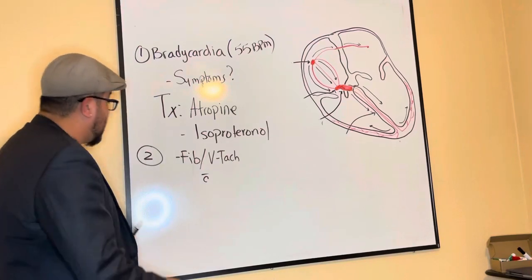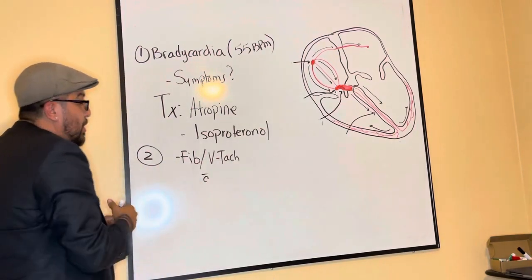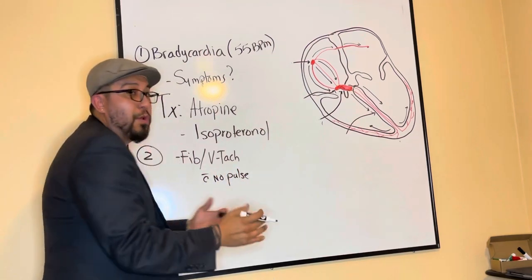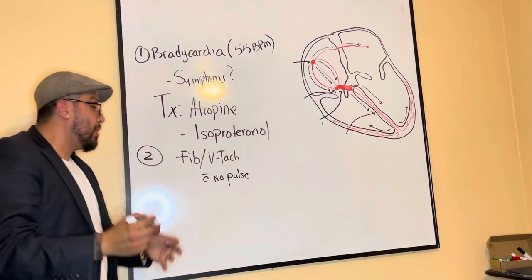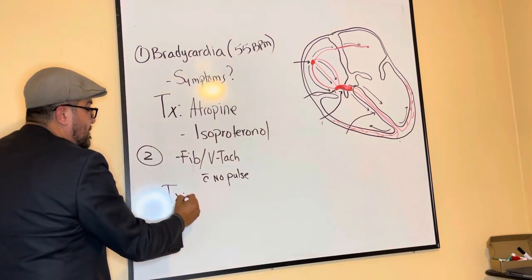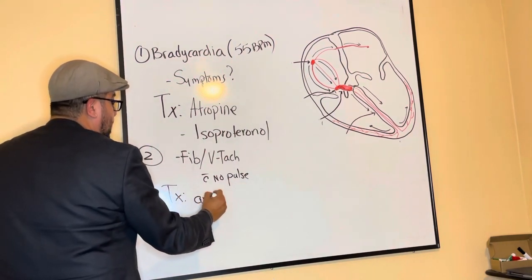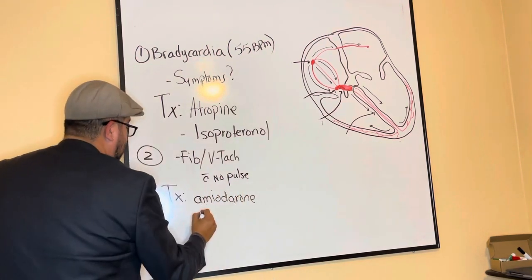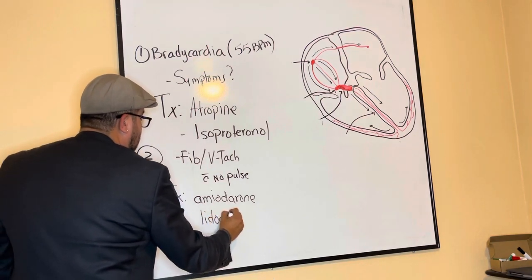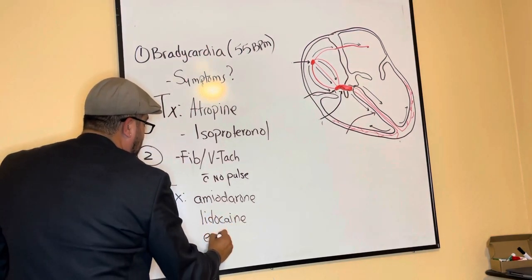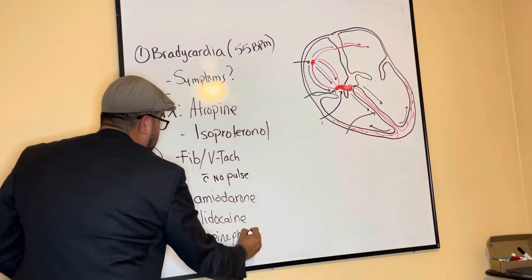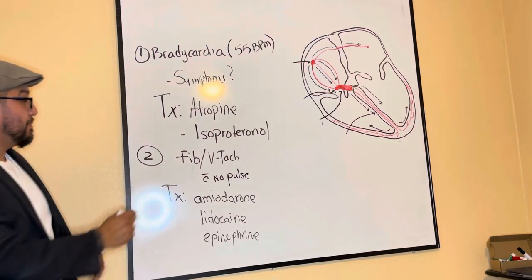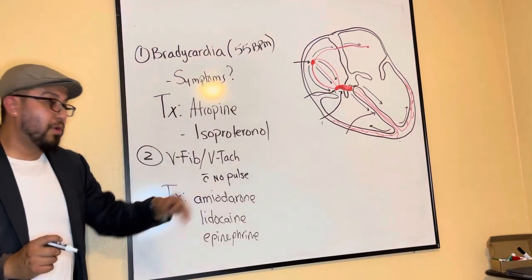So keep in mind that for V-Fib and V-Tach, when there's no pulse, the first thing you want to do is provide CPR. But you can also give some medical treatment, okay? The medical treatment options for this one are going to be amiodarone, lidocaine, or epinephrine. Okay, these are the medications that, generally speaking, we use to treat V-Fib or V-Tach.